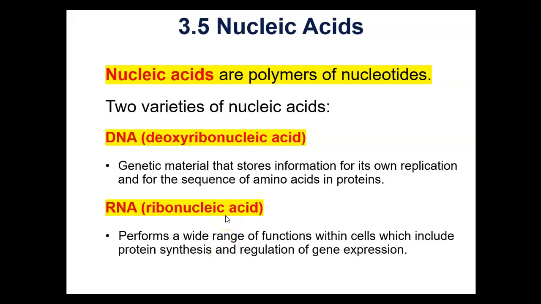This is part 3 of the chapter 3 lecture notes, and this should be the last part as well. So we have covered the biomolecules, carbohydrates, lipids, and proteins, and now we're going to talk about nucleic acids. Nucleic acids are the polymers, nucleotides are the monomers. So the two varieties or types of nucleic acids are DNA or deoxyribonucleic acid and RNA or ribonucleic acid.